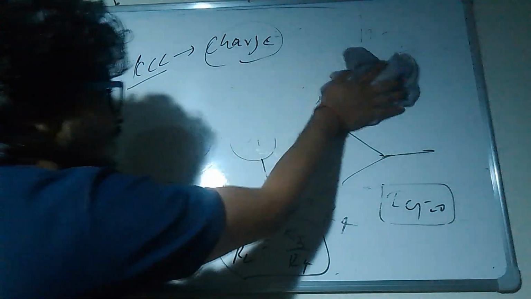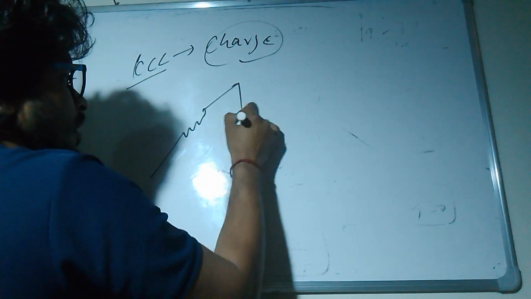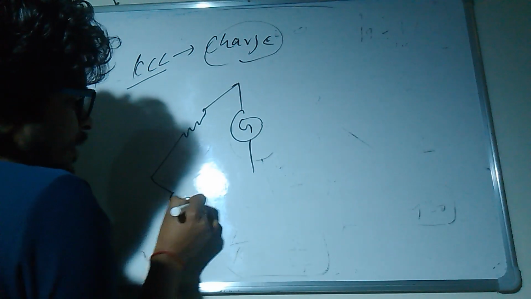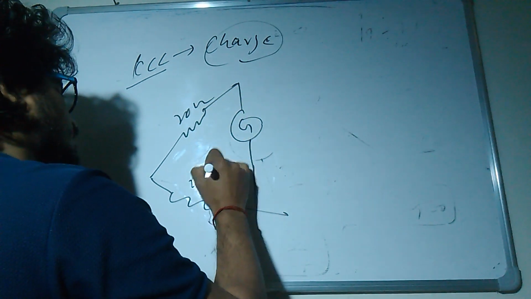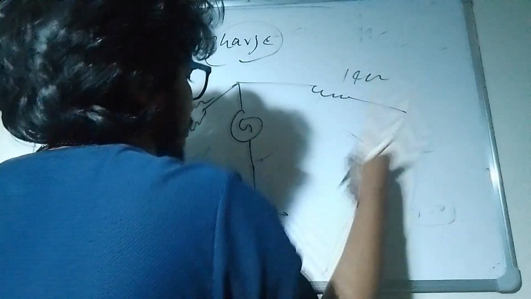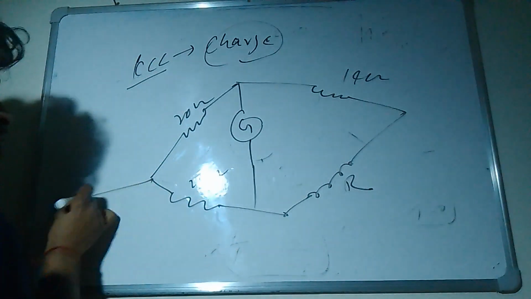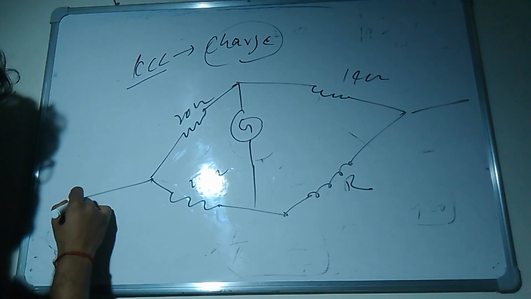I will give you a problem where we have a circuit, a galvanometer is connected to the circuit, and the reading of the galvanometer is 0. This is 20 ohm, this is 24 ohm, and this is 14 ohm. The question is asking the value of the unknown resistance.